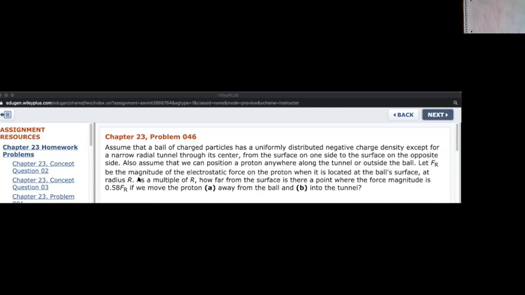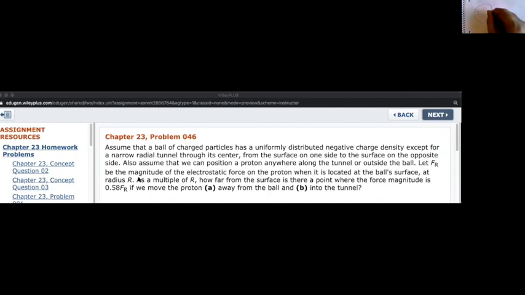All right, so let's read about the shape again. Assume that the ball of charged particles has uniformly distributed negative charge density, except for a narrow radial tunnel through its center, from the surface on one side to the center of the opposite. Okay, so I'm going to draw a picture here. We have a ball that somebody drilled a hole through, and our hole goes all the way through to the other side.